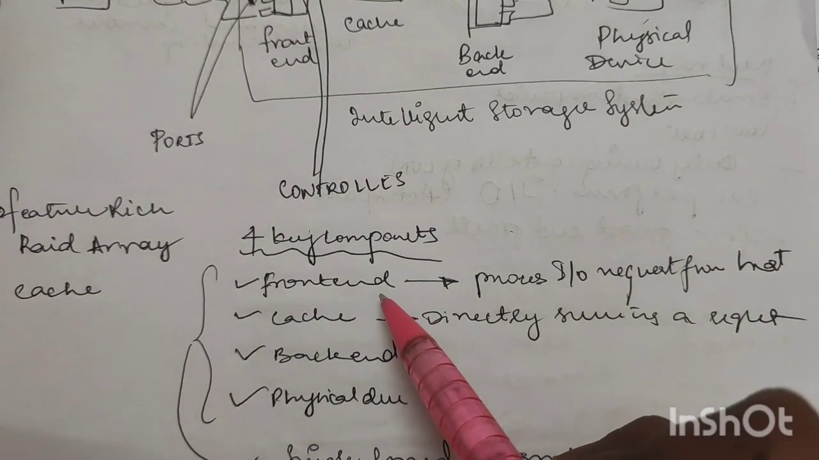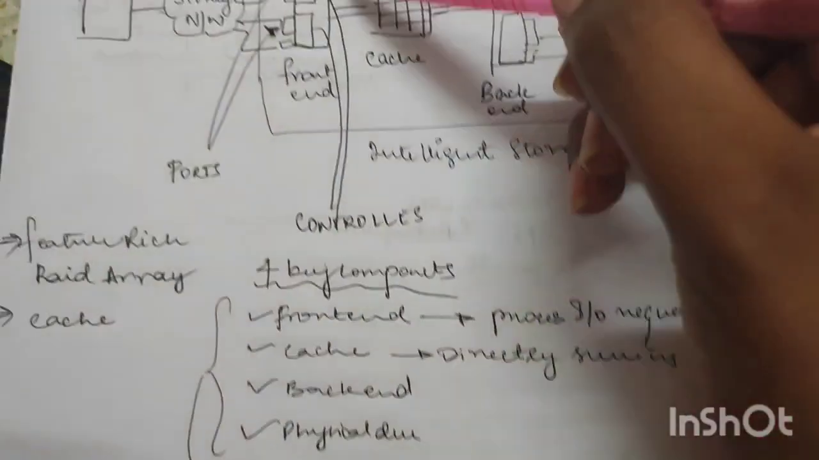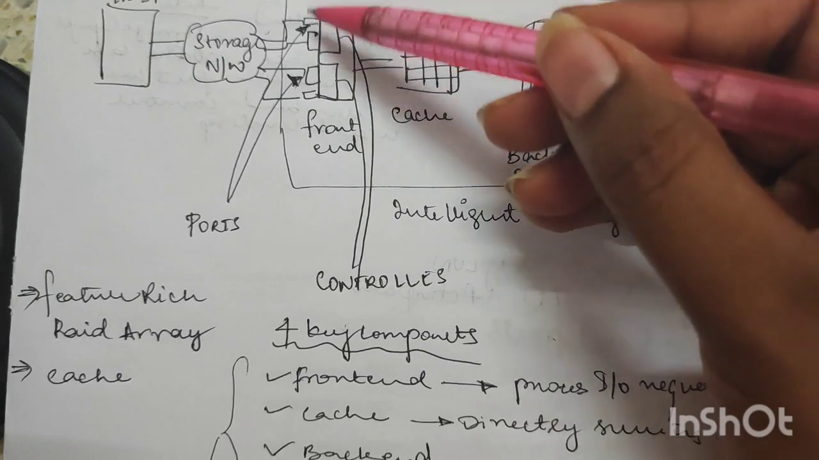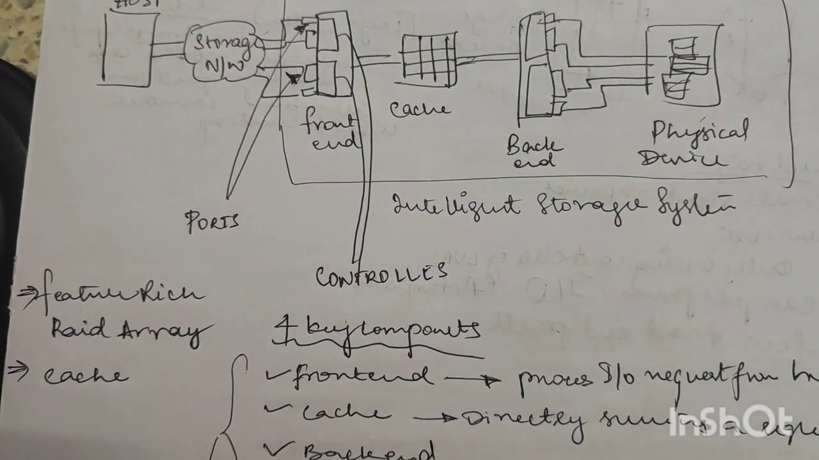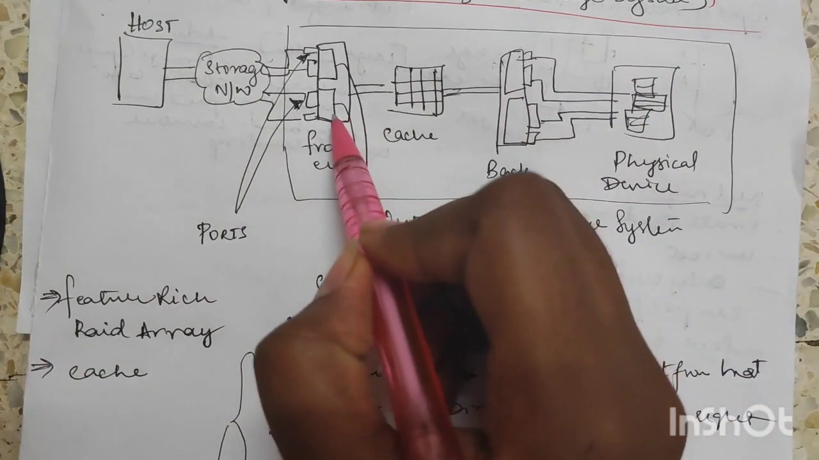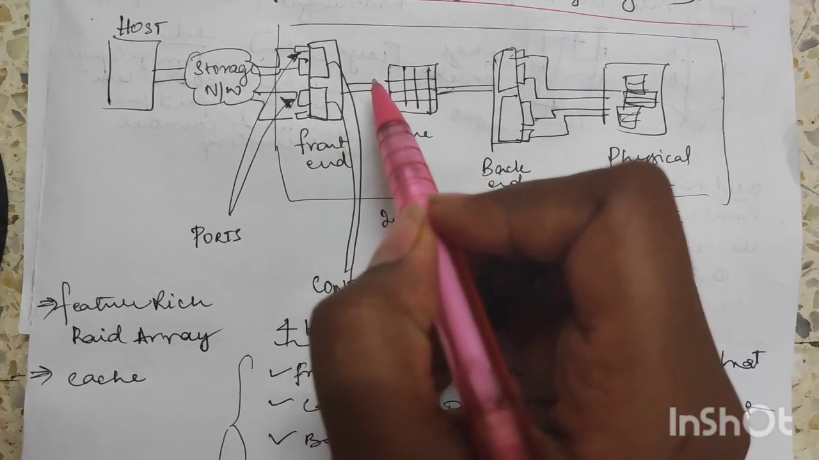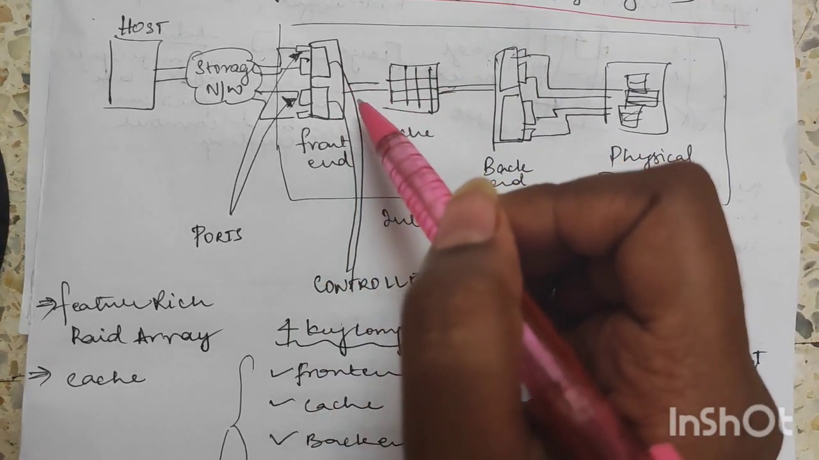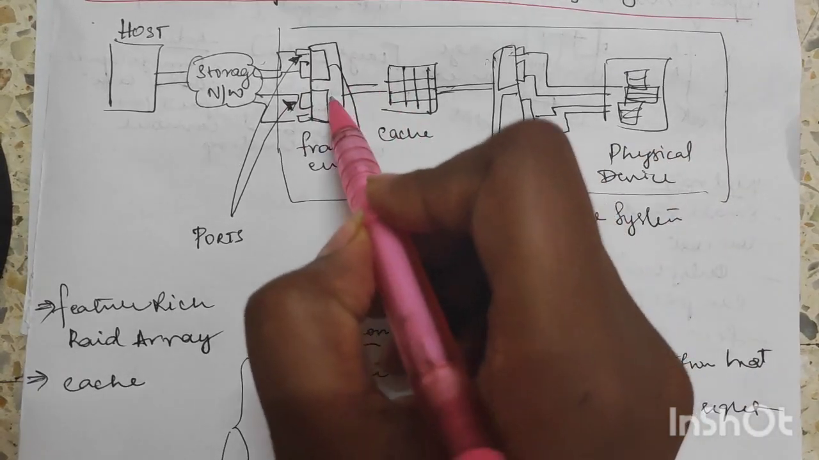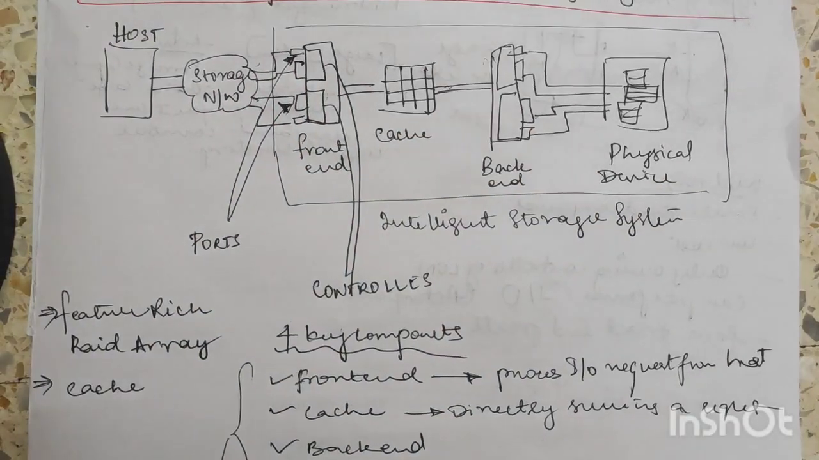So you write about everything, whatever you know: that there are two controllers, and four ports, where each controller has two ports. And then you write about how the front end uses internal ports to get the data from the cache. And then you write about how once the data is given to the cache, your front end sends an acknowledgement to the host via the storage network.